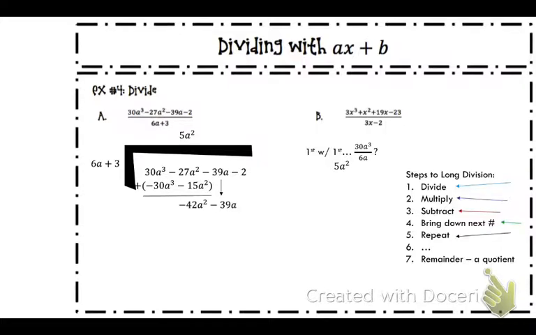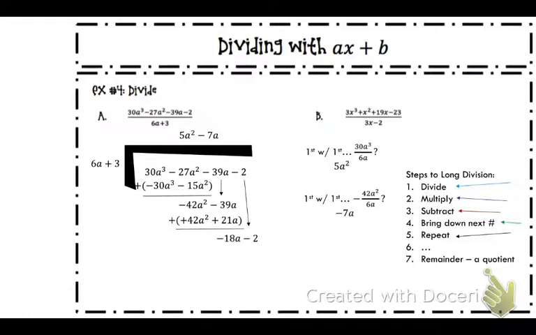Then you do first with first again, because we're just repeating. So negative 42a divided by 6a is negative 7a. Now we're going to multiply. Negative 7a times 6a is negative 42a squared. Negative 7a times 3 is negative 21a. Subtract, change those signs. The 42a squareds cancel. Negative 39a plus 21a is negative 18a.